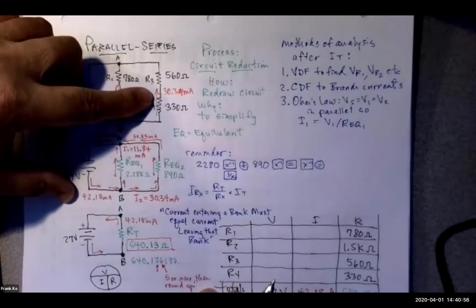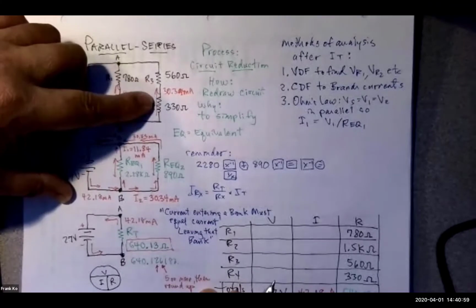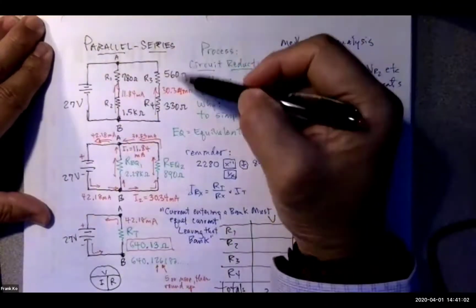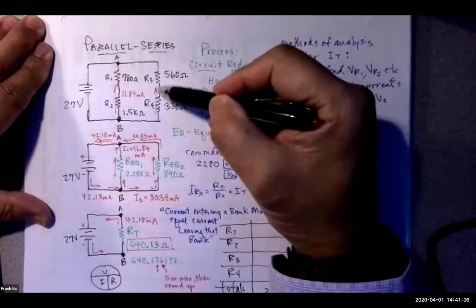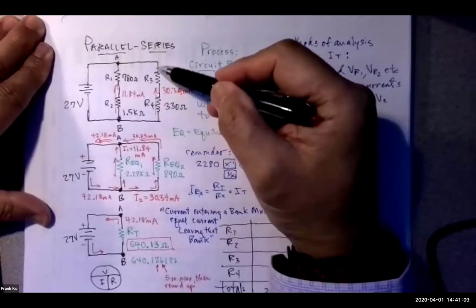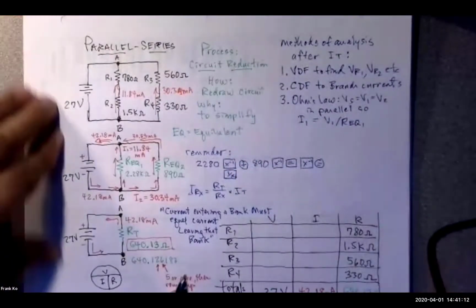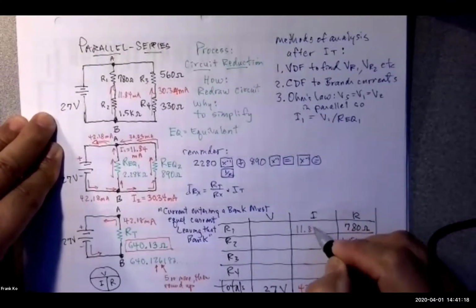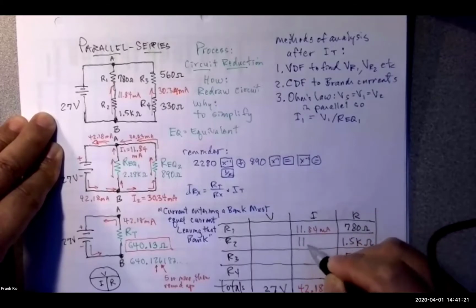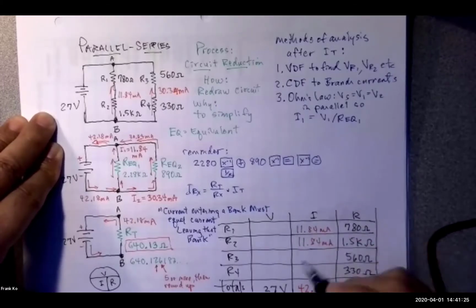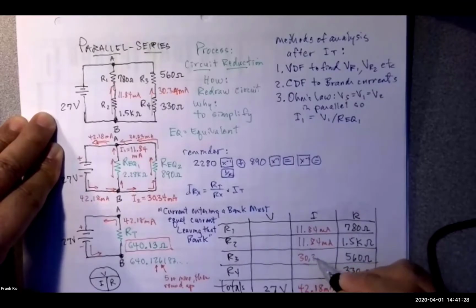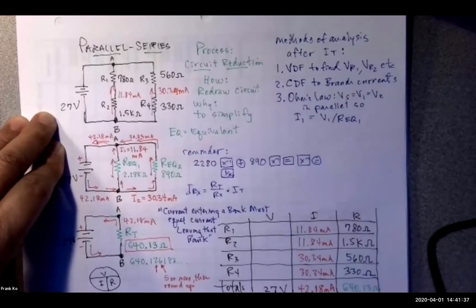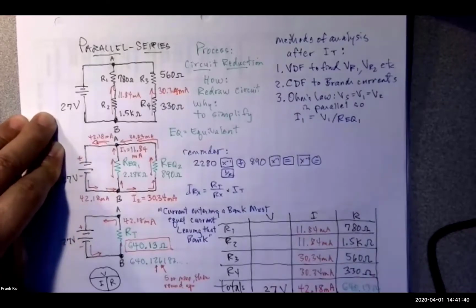Over here on this branch, I have a different current, but I have two resistors in series, and because I have two resistors in series, isn't that 30.34 milliamps flowing through R3 as well as R4? Can I fill that information in my VIR chart? Yes. So I will write 11.84 milliamps here, 11.84 milliamps here, and 30.34 milliamps here, and 30.34 milliamps here. There we go. The current column is now complete.